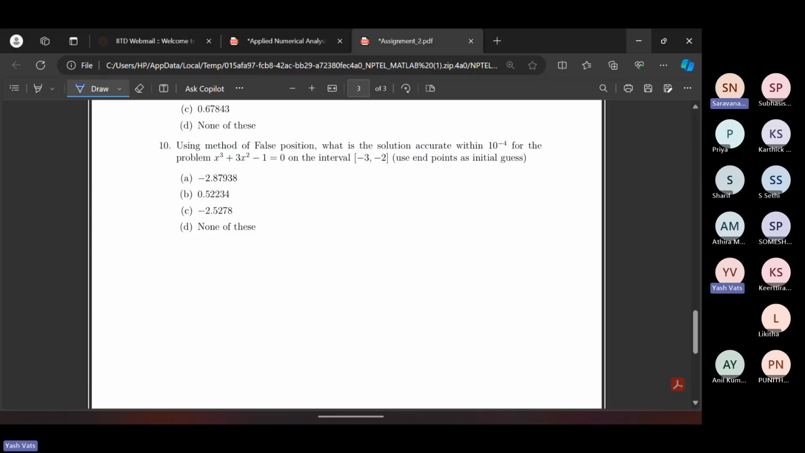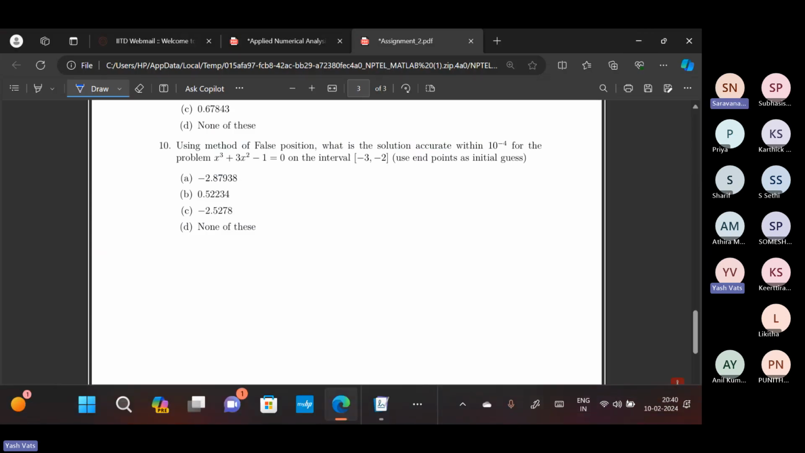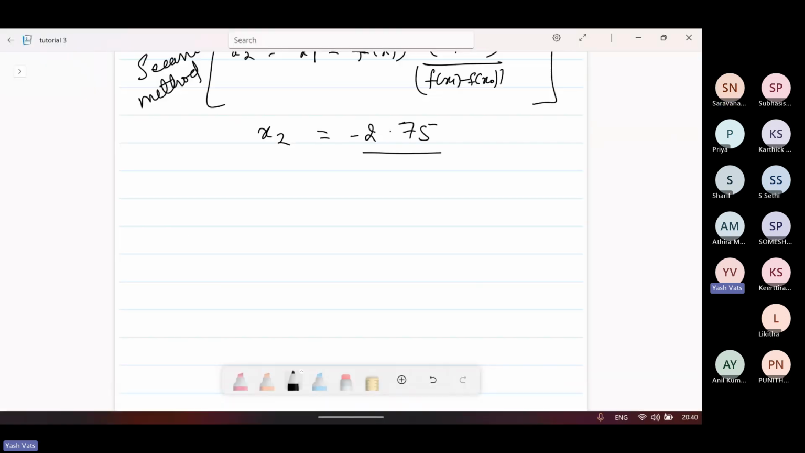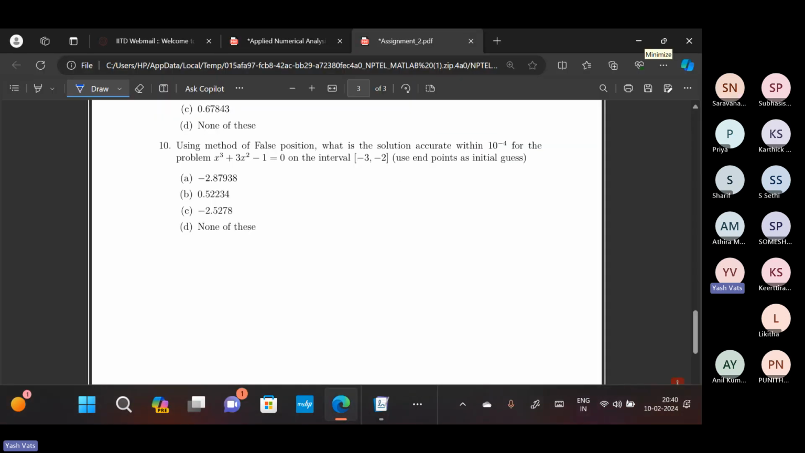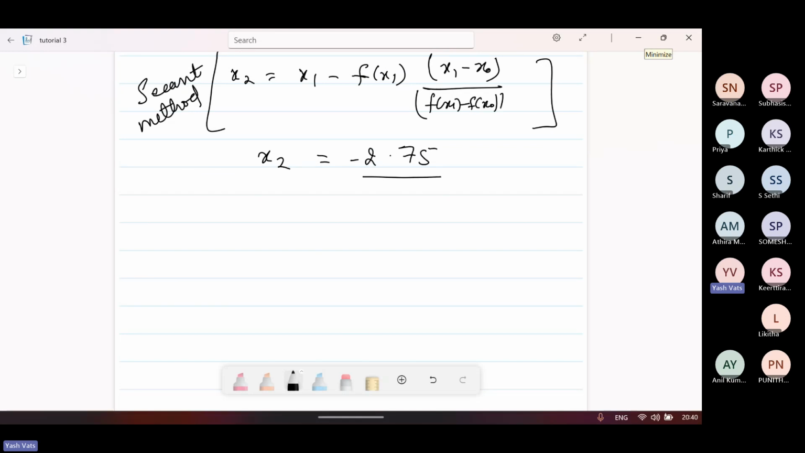What does it say? The solution should be accurate within 10 to the power minus 4. What does it mean? It means that the absolute difference between the last two iterations should be less than 10 to the power minus 4. So you continue again and again. What is x3?